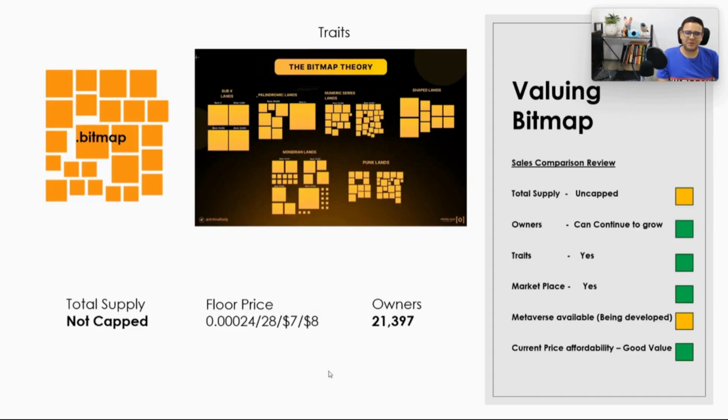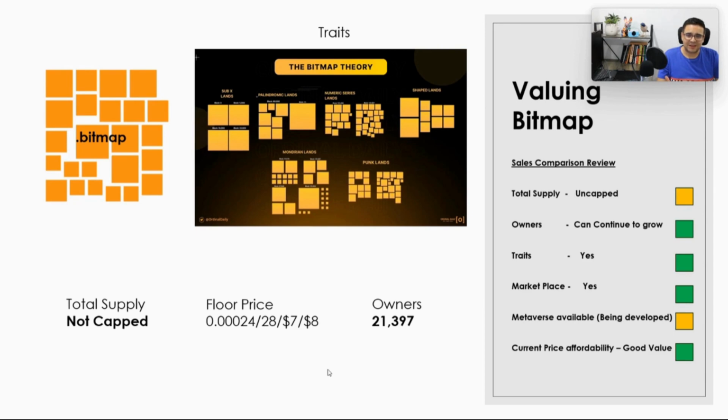So the one you've been waiting for, Bitmap. Hopefully you can see straight away that I'm valuing it in a totally different way to Decentraland and Sandbox, in that you can see a few more greens there. So let's just go through it. Total supply, I've put amber because it's uncapped, because I appreciate that from an investment perspective, you might think, well, that's unlimited supply. However, just remember, there are only 800 and so thousand that have been produced at the moment.